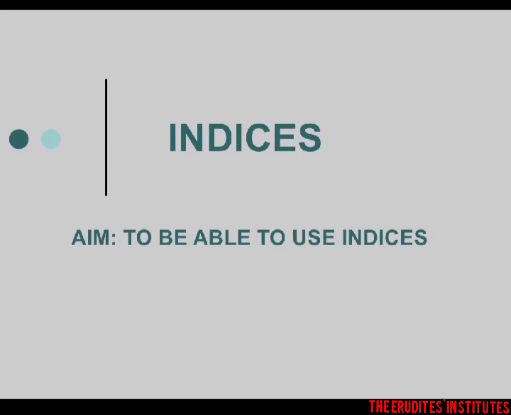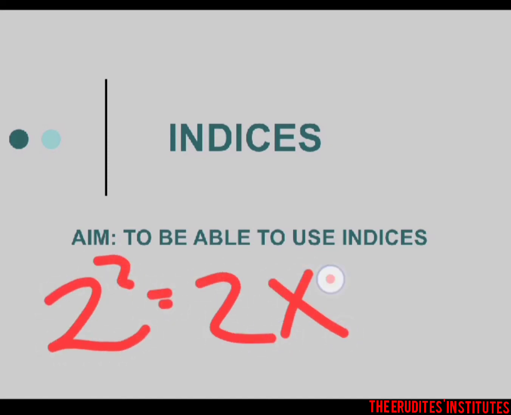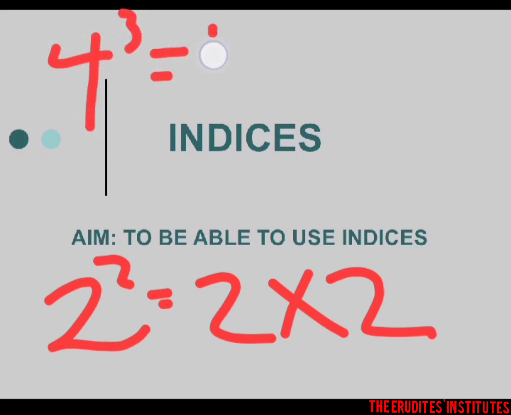To start with, let's look at the character of an index notation. When we have any character such as 2 squared, this tells us that 2 multiplies itself twice. If we have any expression such as 4 raised to the power 3, it tells us that 4 should be multiplied by 4 3 times.